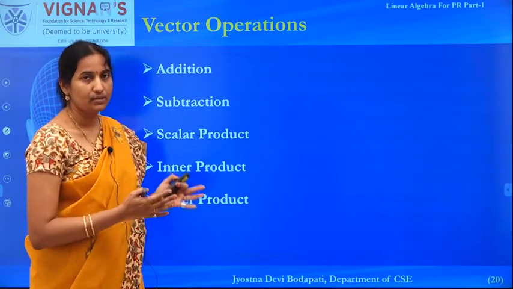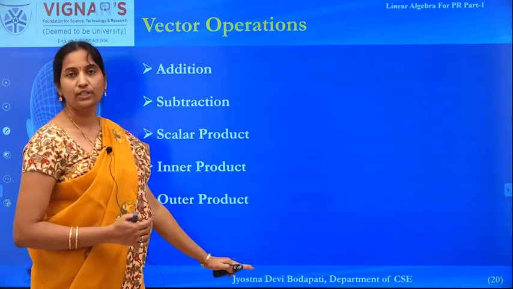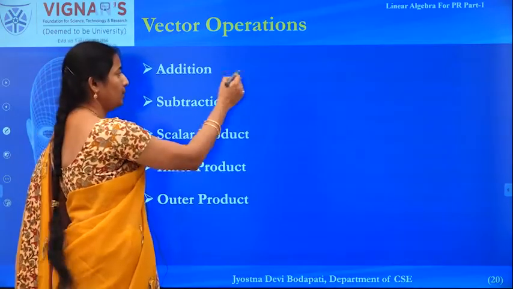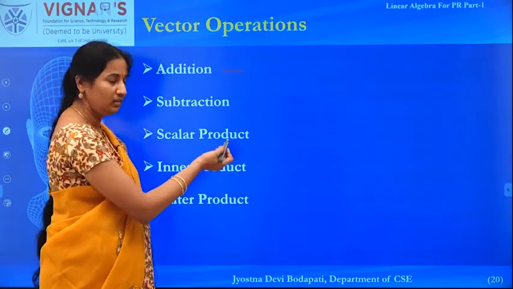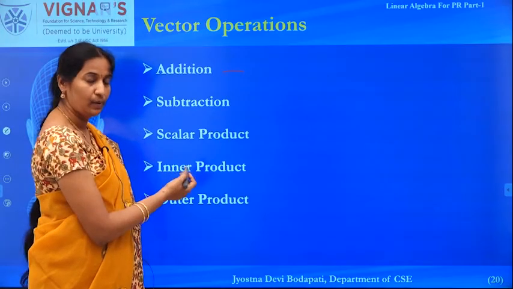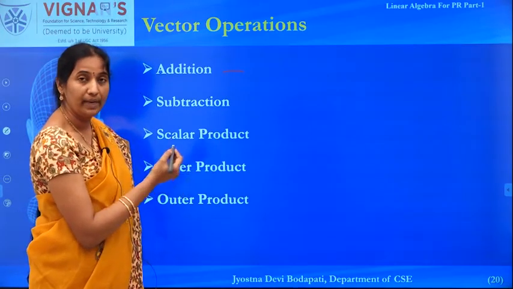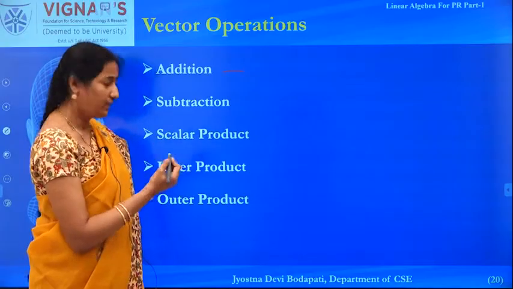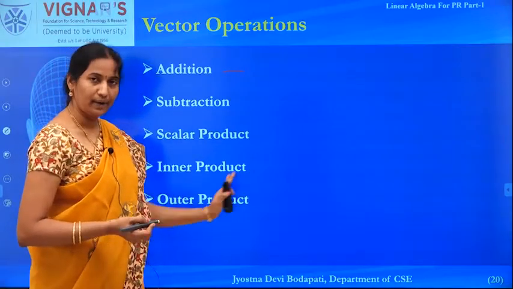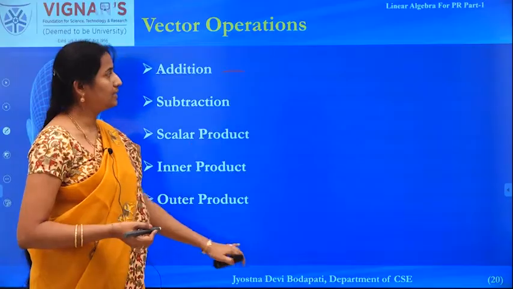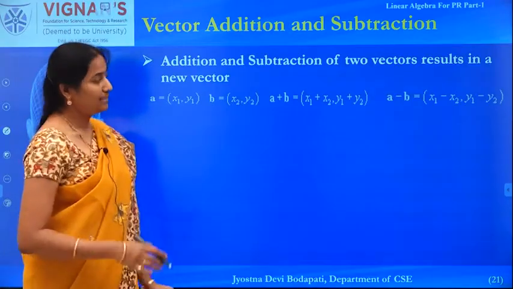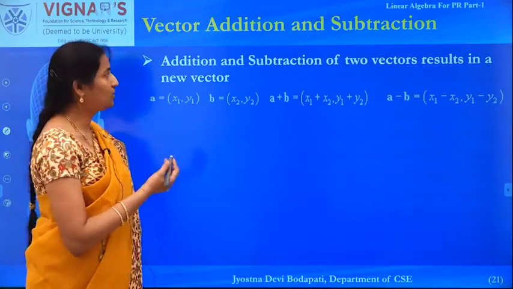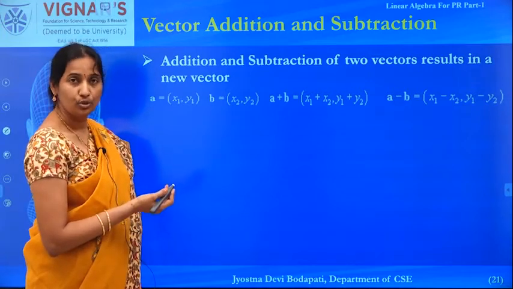Discuss in the further slides, we will be discussing various operations on the vectors. So, how do you apply addition, subtraction, then the scalar product of the vectors, how do you multiply a scalar to the given vector, then what is inner product, outer product. So, let us discuss all these things. So, now let us start with a simple thing, that is addition and subtraction of two vectors.